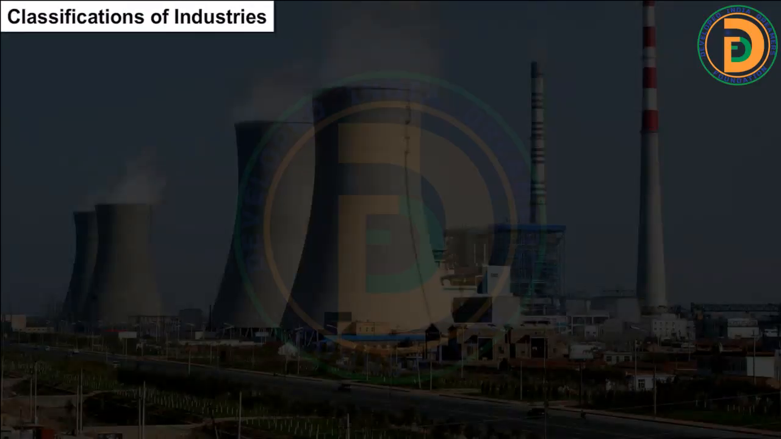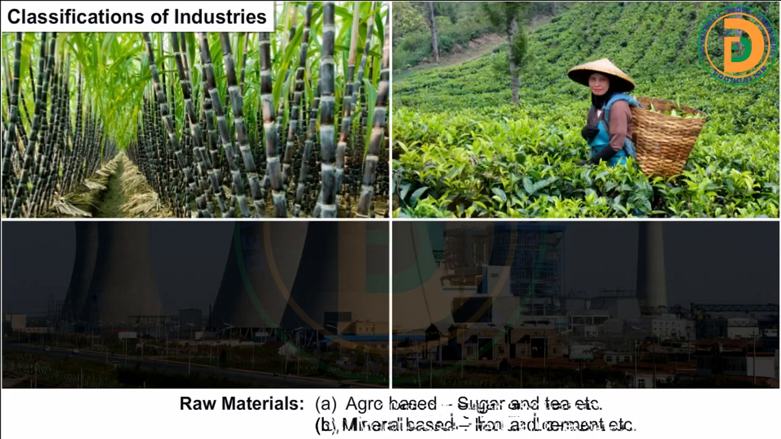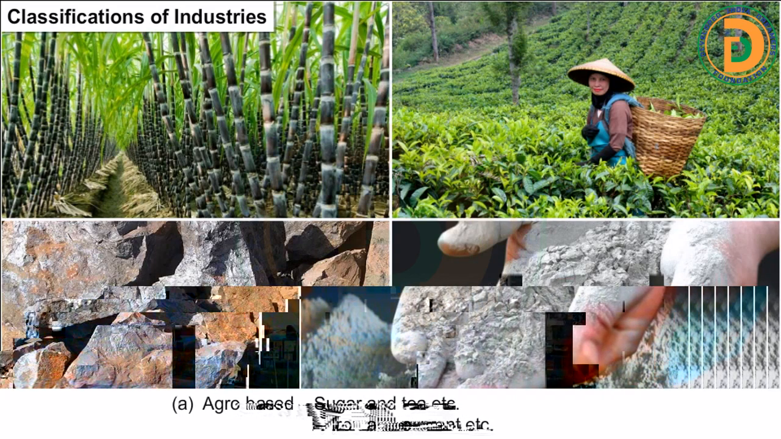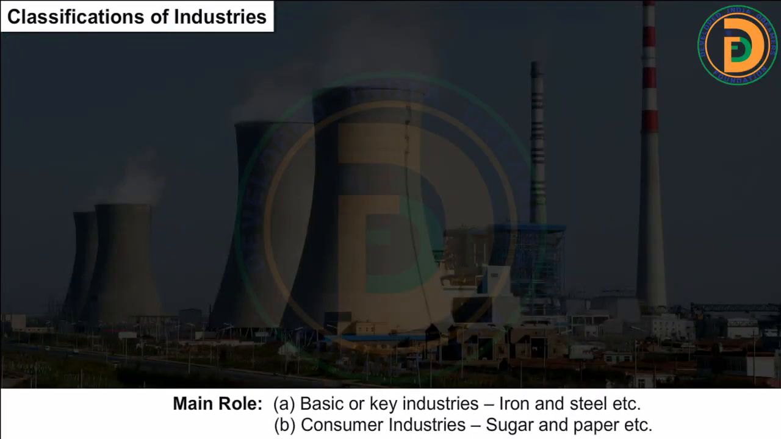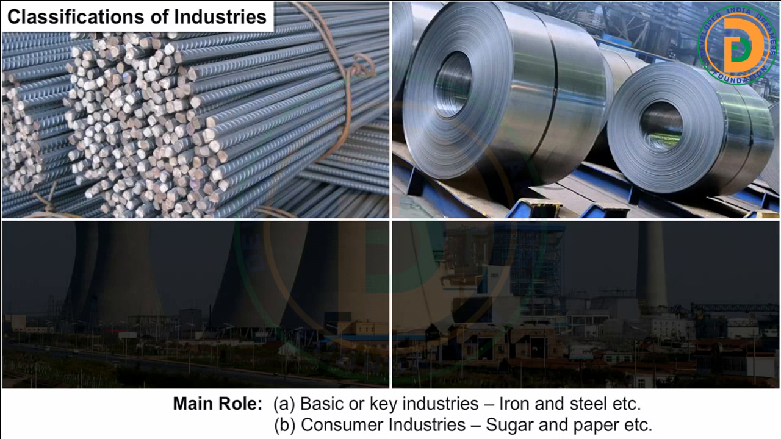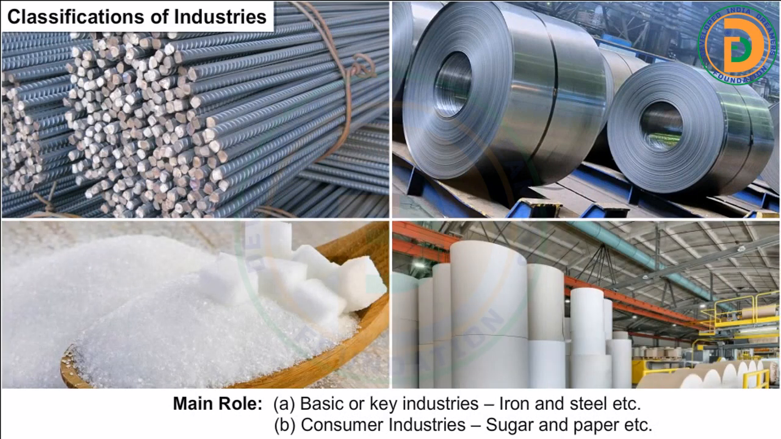Classifications of industries. Industries may be classified on the basis of: 1. Raw materials: A. Agro-based, sugar and tea, etc. B. Mineral-based, iron and cement, etc. 2. Main role: A. Basic or key industries, iron and steel, etc. B. Consumer industries, sugar and paper, etc.